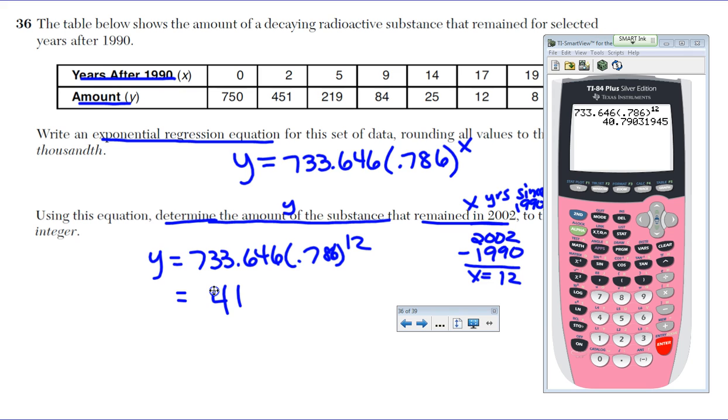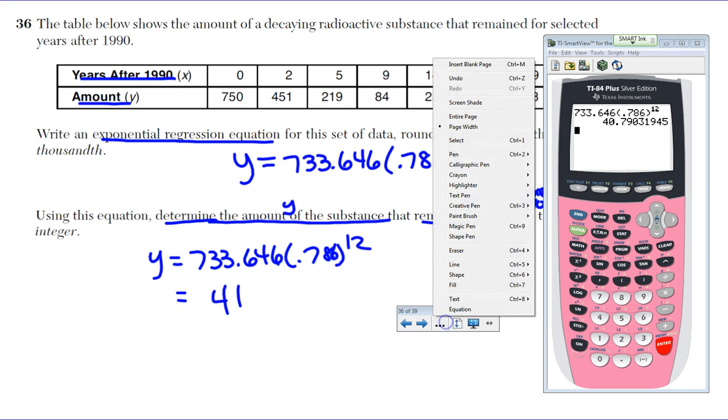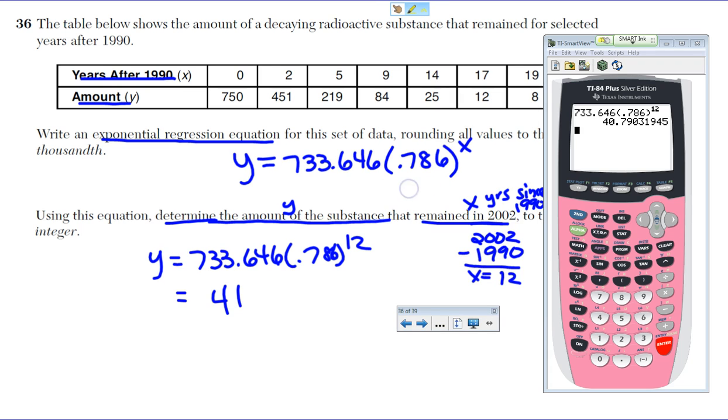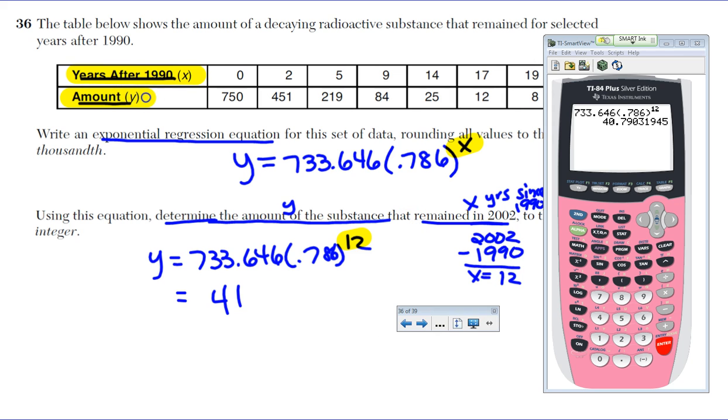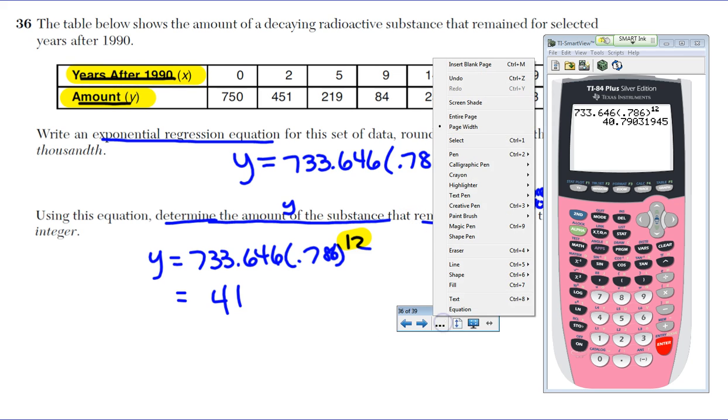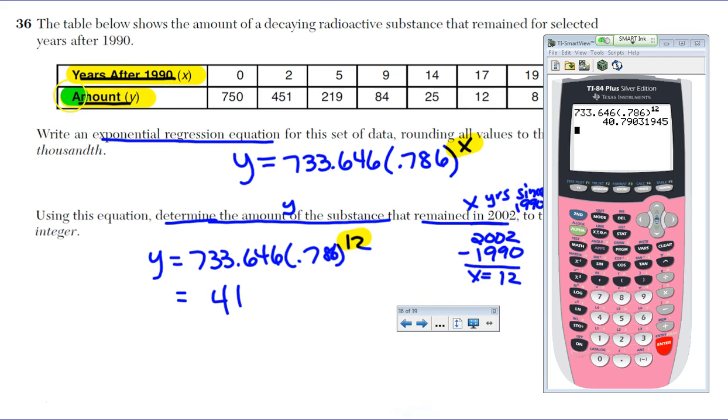All right, and if you have to, you can also color code. I know that some of you guys like that. Like the years since 1990 is X, so that's why we put that there. And then the amount Y, whoops, didn't change colors. The amount Y is the Y value variable, which is right there, and that's what we're looking for.